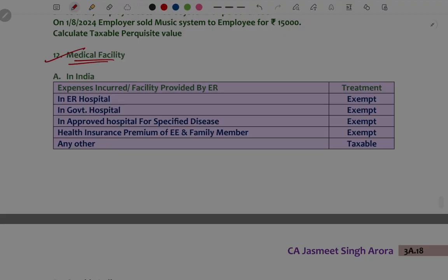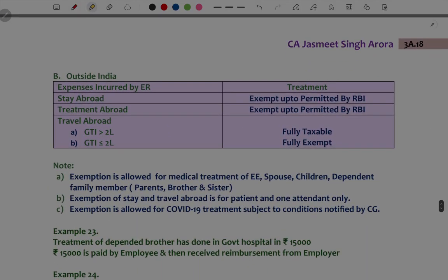Then comes the medical facility. Expenses incurred and paid for by the employer are exempt only if it is in an employer hospital, government hospital, approved hospital for specific disease, or health insurance premium of employee and family member. Any other is taxable. Only these conditions are exempt.